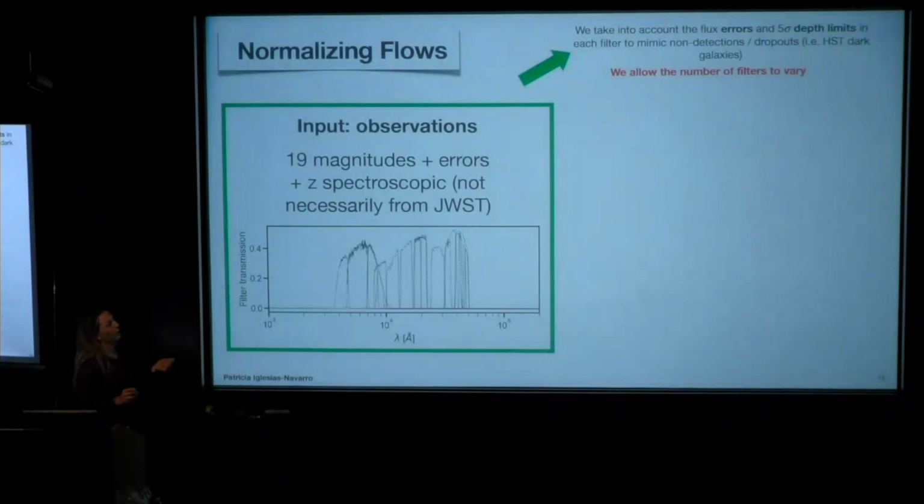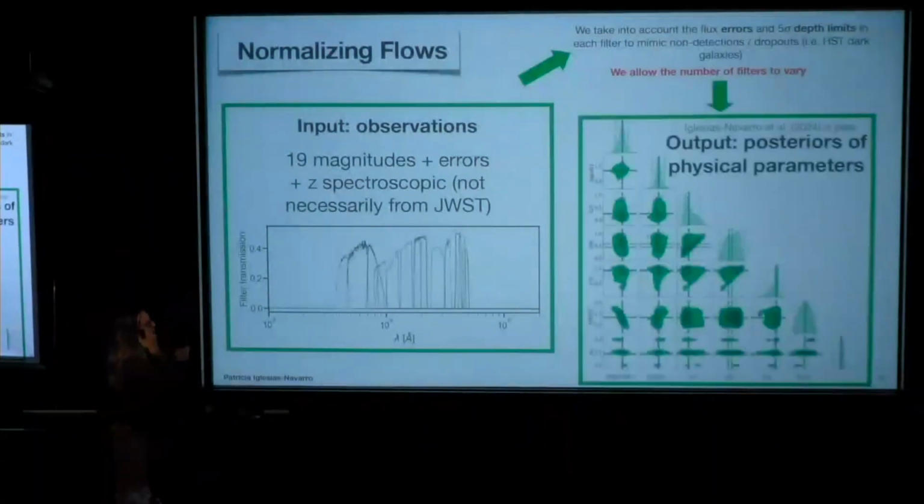And we can also allow the number of filters to vary if needed. And the output is going to be posteriors of the physical properties, not necessarily Gaussian.